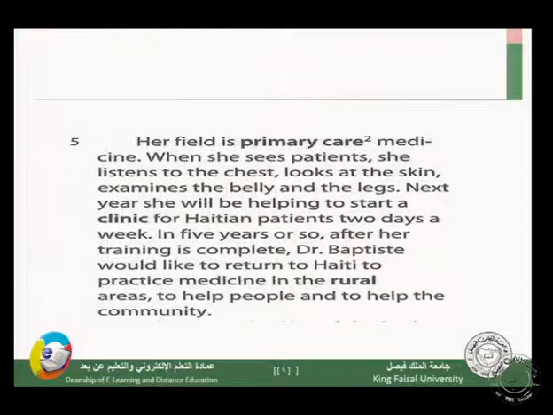Paragraph 5. Her field is primary care medicine. Okay, فالتخصص حقها إيش؟ في primary care، العناية الأولية. When she sees patients, she listens to the chest, looks at the skin, examines the belly and the legs. Next year, she will be helping to start a clinic for Haitian patients 2 days a week.